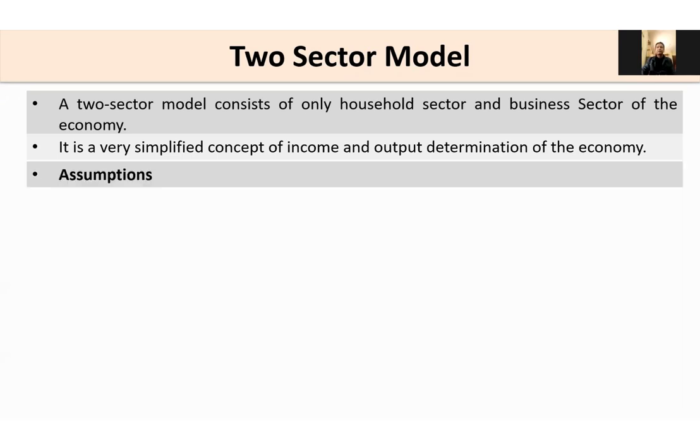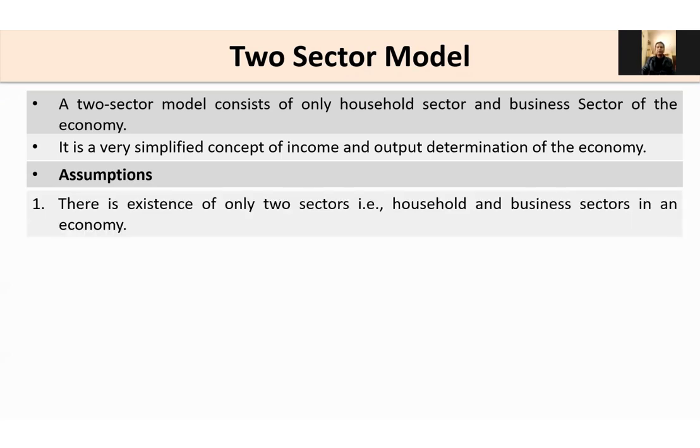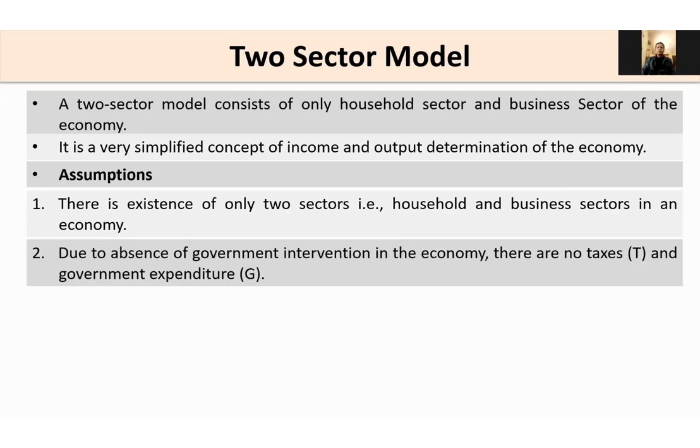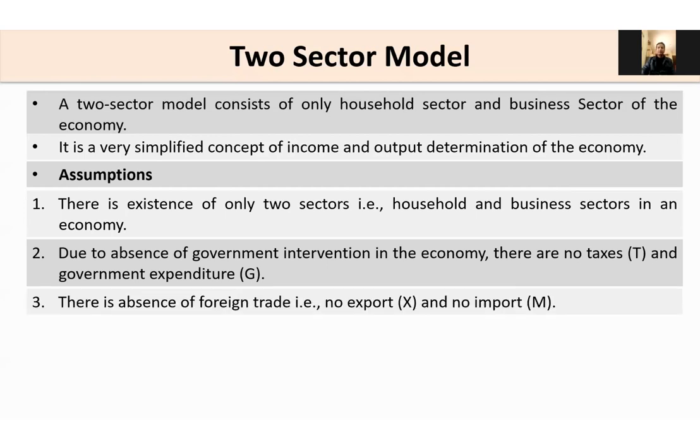Now let's first discuss the assumptions of this model. First of all, there is the existence of only two sectors, that is the household sector and the business sector in the economy. Due to the absence of government intervention, there is no government sector. That's why there are no taxes and government expenditure. There is also an absence of the rest of the world sector, that is the foreign sector. So there is no export and no import in the two-sector model.